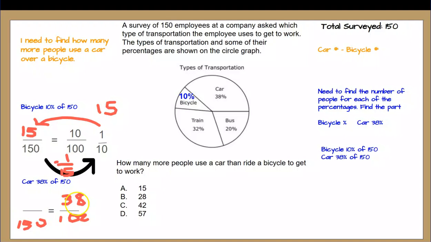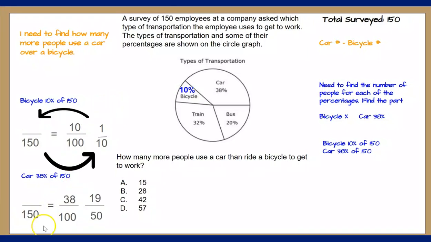So again, I don't see that right away. What could I do? I could look to see if I could reduce this fraction. When I reduce this, I could divide both 38 and 100 by 2 and get 19 over 50, which makes me think, okay, how do I get from 50 to 150 or 150 to 50? I need to go backwards. I remember that 50, 50, 50 is going to give me 150. So 50 times 3 will give me the 150.